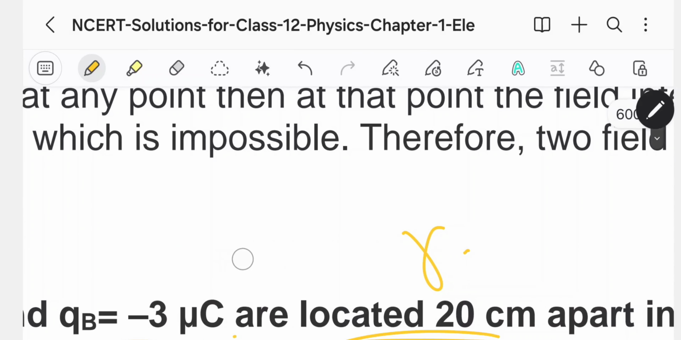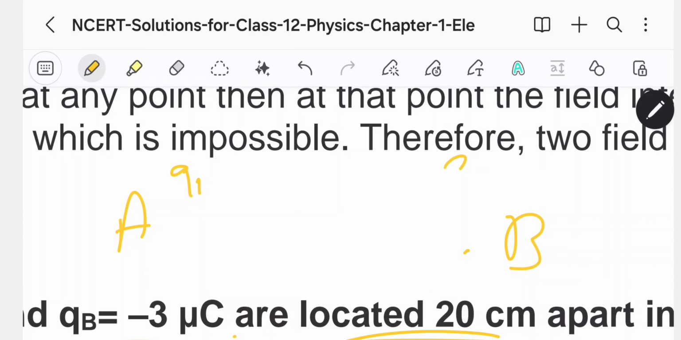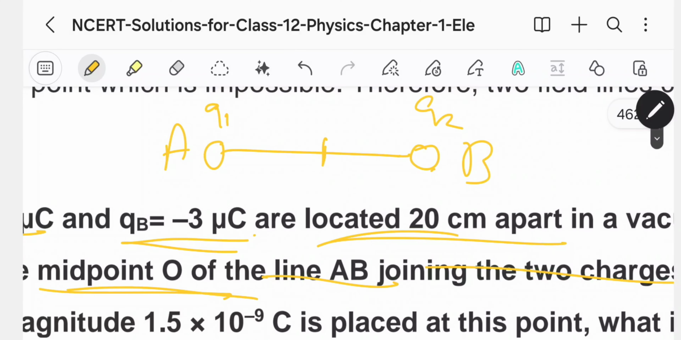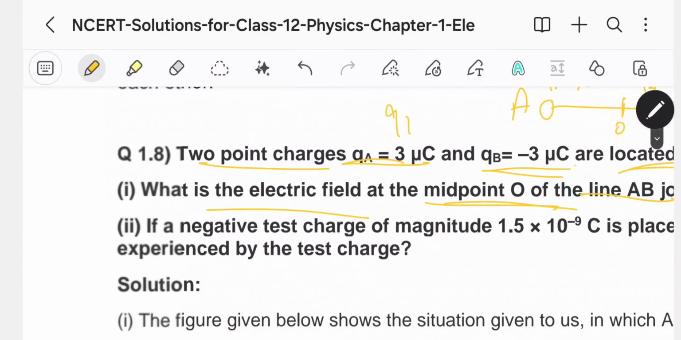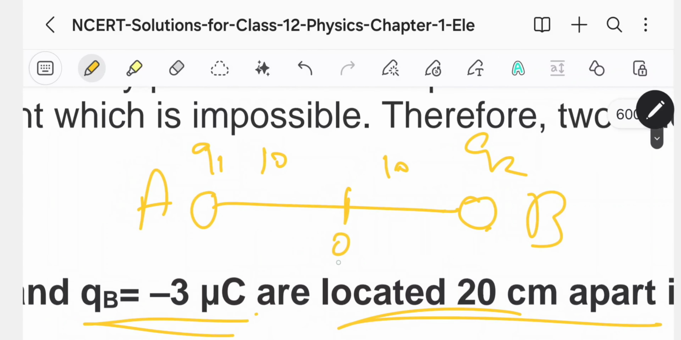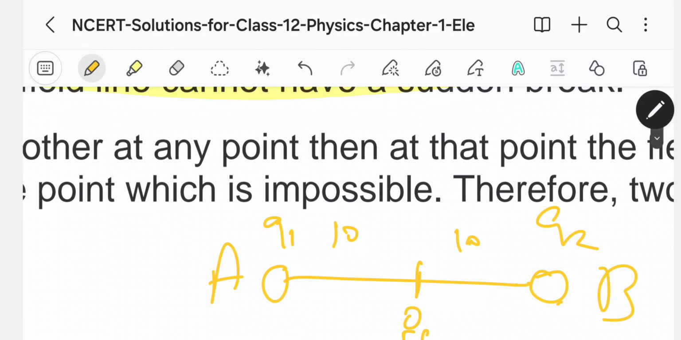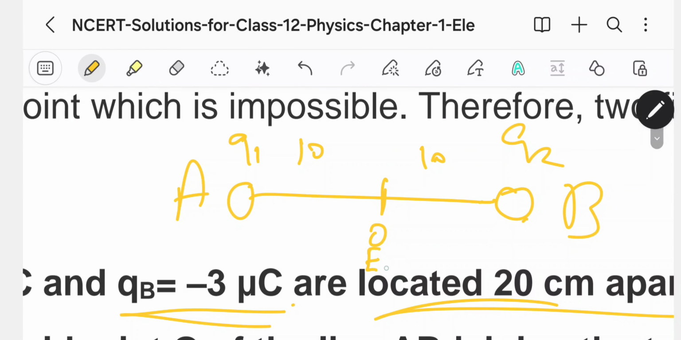That means this is your AB, Q1, Q2, we have point charges, and what is the midpoint? So this is O, okay, 20 centimeter. That means this is 10 and this is 10. Okay, two charges. What is the electric field? That means we need to find the electric field. The electric field formula we have to use is KQ by R square.